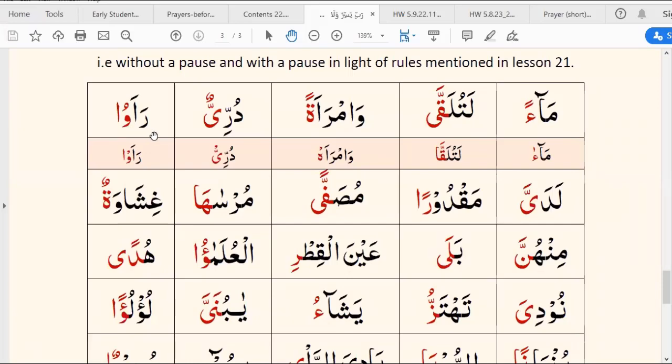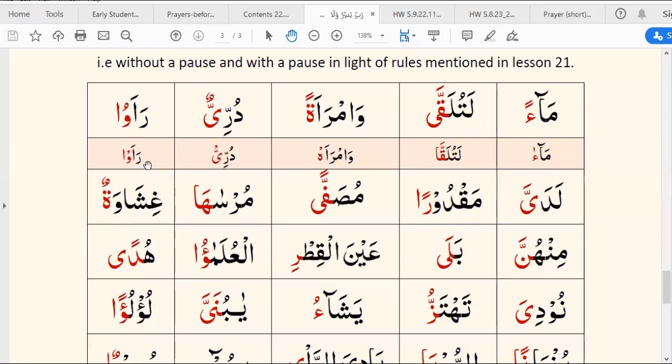Now, if there was a stop sign at the end, this dhamma comes off, and it's changed into a sukoon. And look, the answer is right below. It's read ra'au. Can you see? Ra'a'u. Very good, very good.